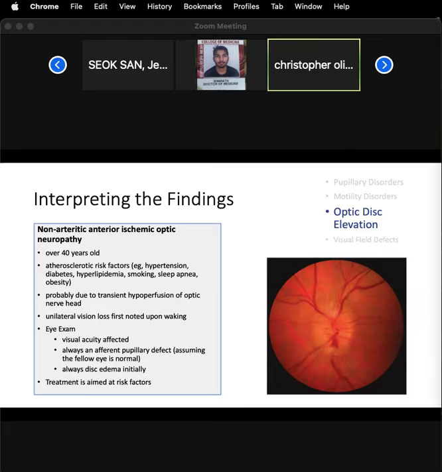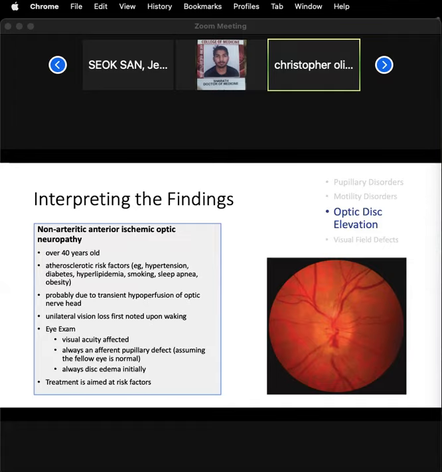Yung sa ischemic optic neuropathies, it is one of the important causes of acute vision loss in adults. So it results from microvascular infarction of the optic nerve.